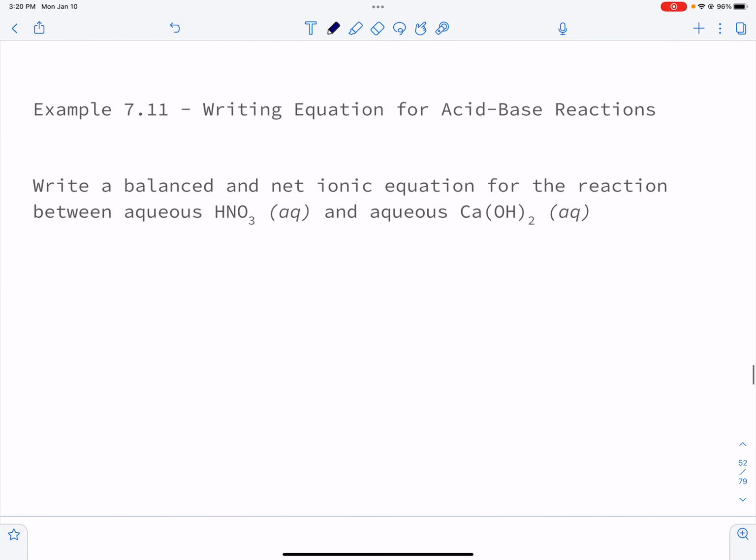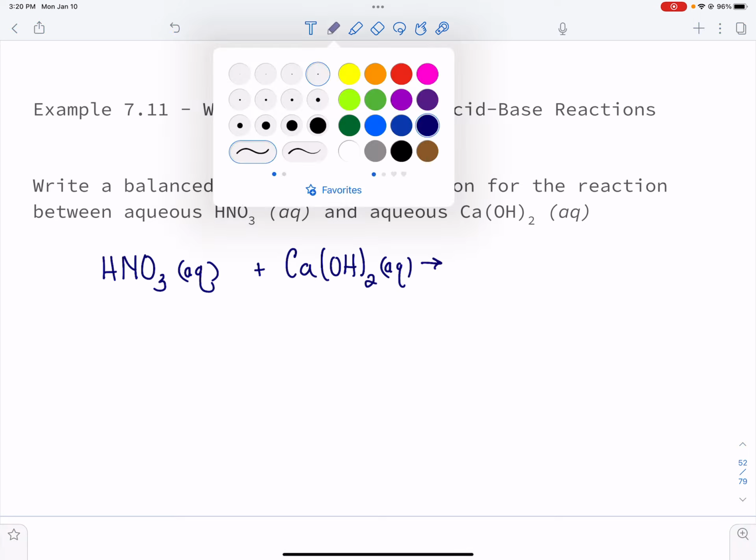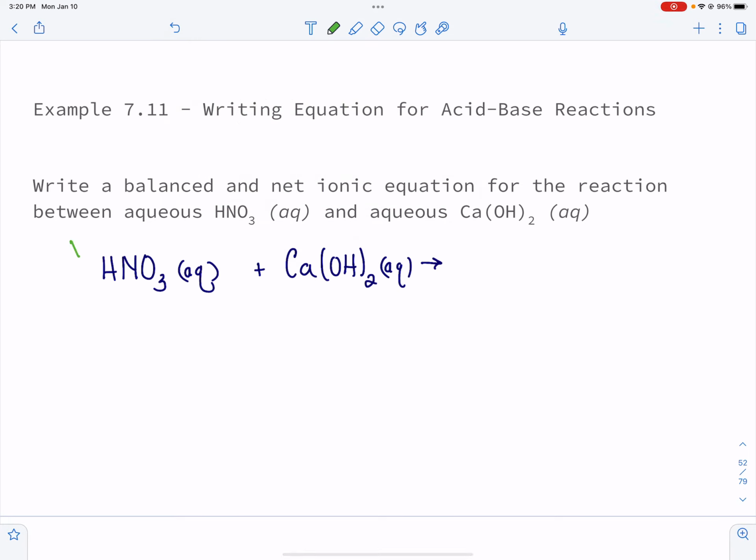So here's an example: write the balanced and the net ionic equation for the reaction between aqueous HNO3 and aqueous Ca(OH)2. So HNO3 and calcium hydroxide, right? The first thing we want to do is write what the ions are that these are composed of. And we can get those off of the periodic table, things like that.